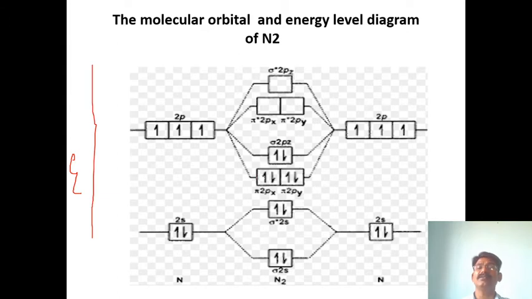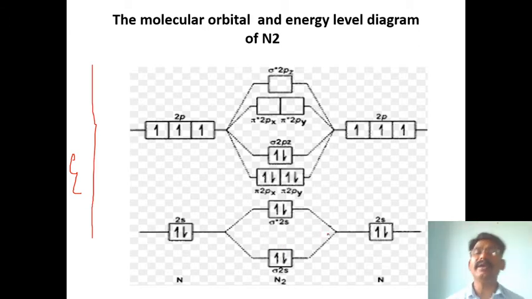So a total of 6 electrons in the 2p level are bonding. There are no antibonding electrons in the 2p level. The 2 antibonding electrons are present in the 2s level, so overall only 2 antibonding electrons are present. And in total, 8 bonding electrons: 6 in the 2p level and 2 in the 2s level.